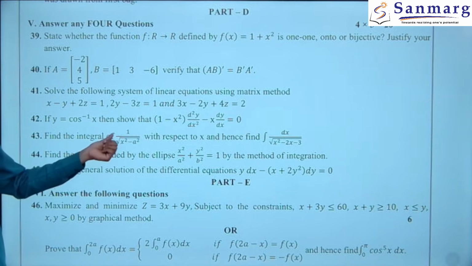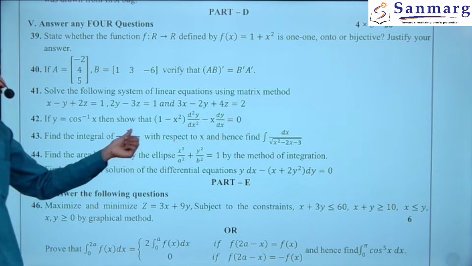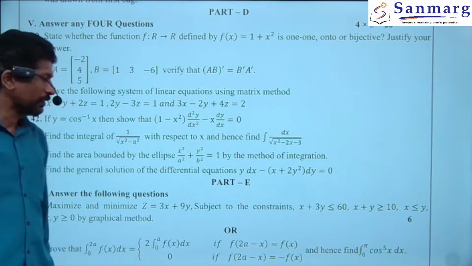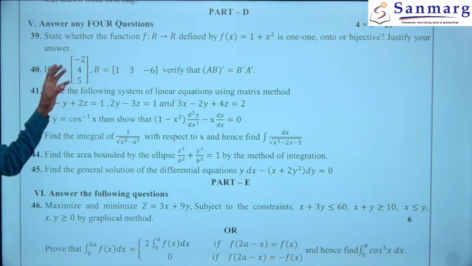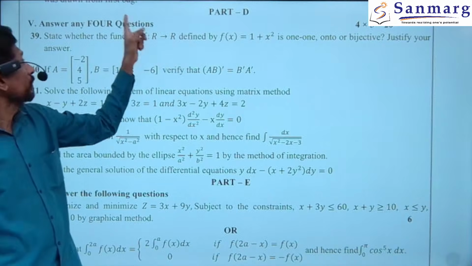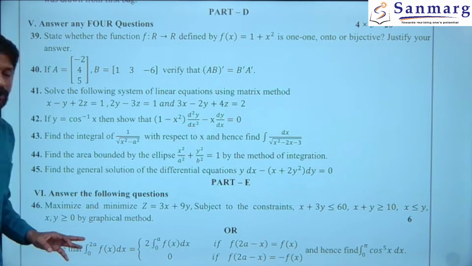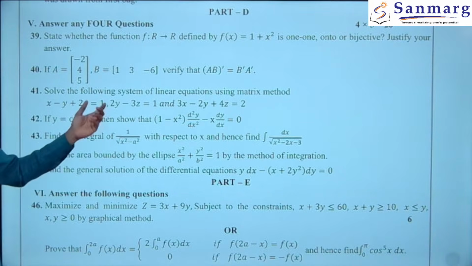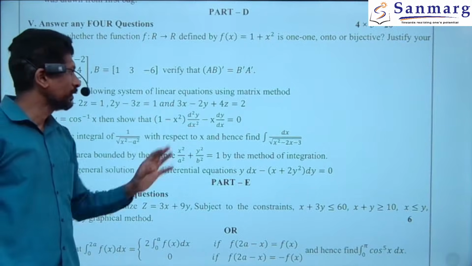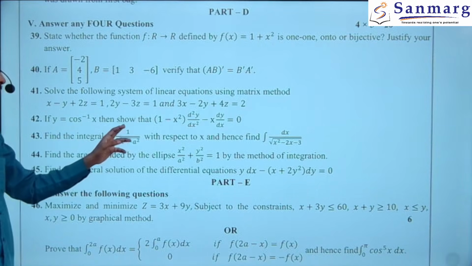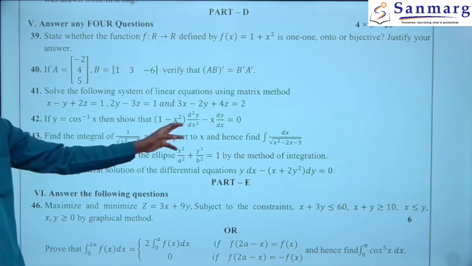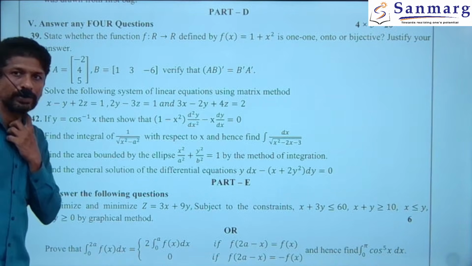As you know, by solving the integration question you will get the 5 marks. Out of 9 questions you have to answer any 4 here. The relation and function is easy, matrix is also easy, the determinants part is also easy. If you know the differentiation, you will get that question. The 4 marks itself is easy here.